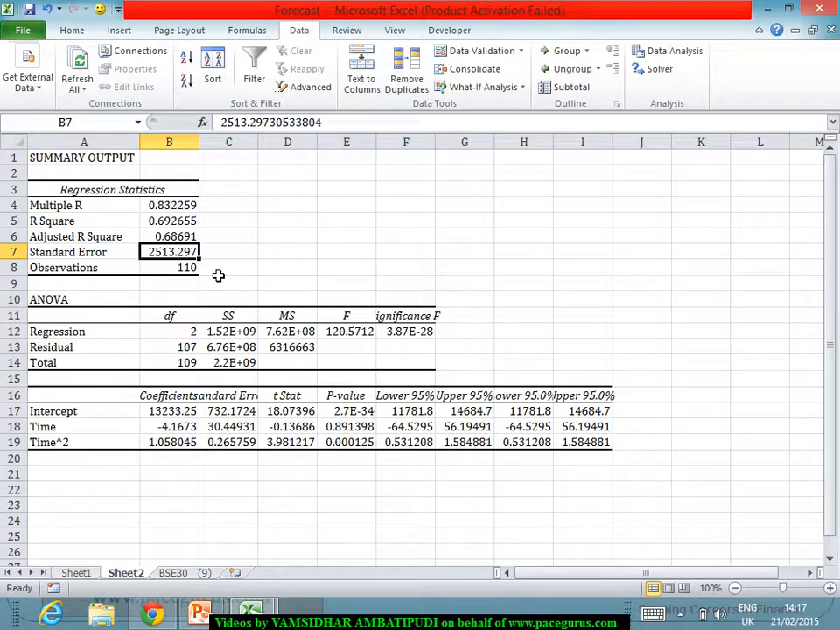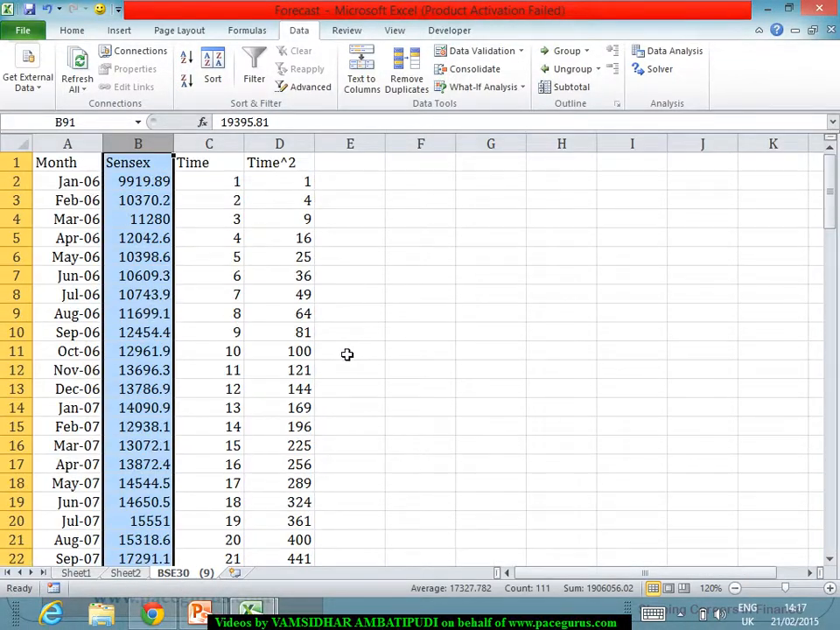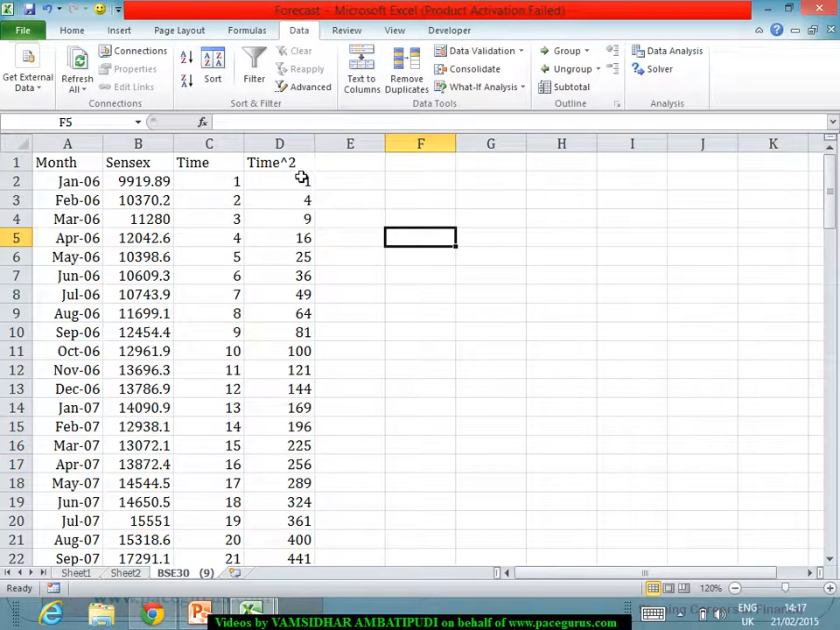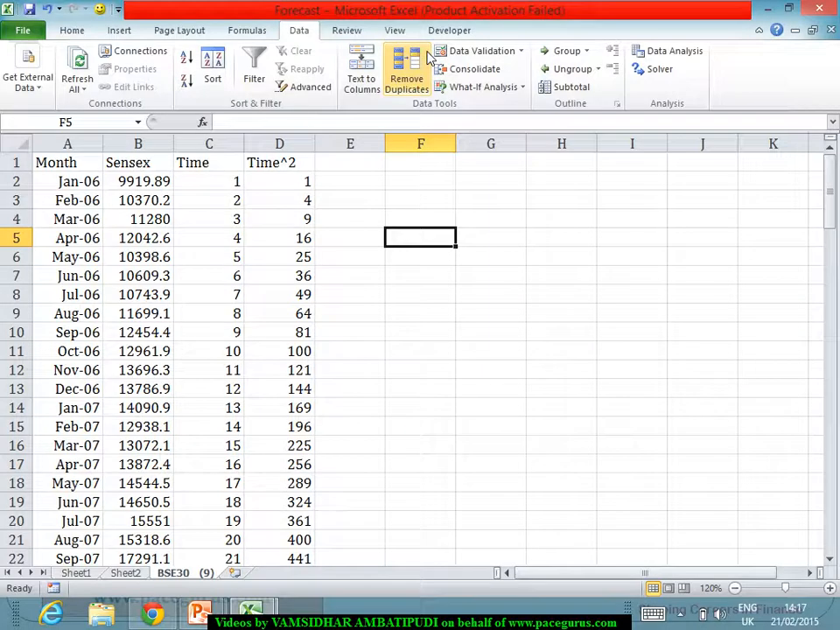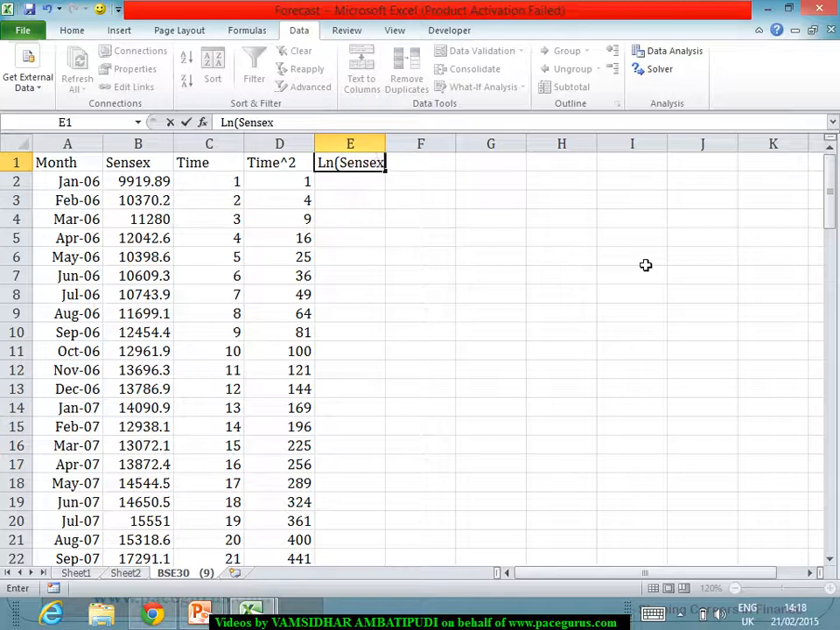Now, one more way out for me is, instead of depending more and more on either the linear trend or a quadratic trend, I can even try out some kind of exponential or log linear kind of a trend model. So when I'm talking about a log linear trend, we are purely looking at taking the logarithm of the Sensex. Right, instead of taking the Sensex as it is, I'm looking at the logarithm of the Sensex.